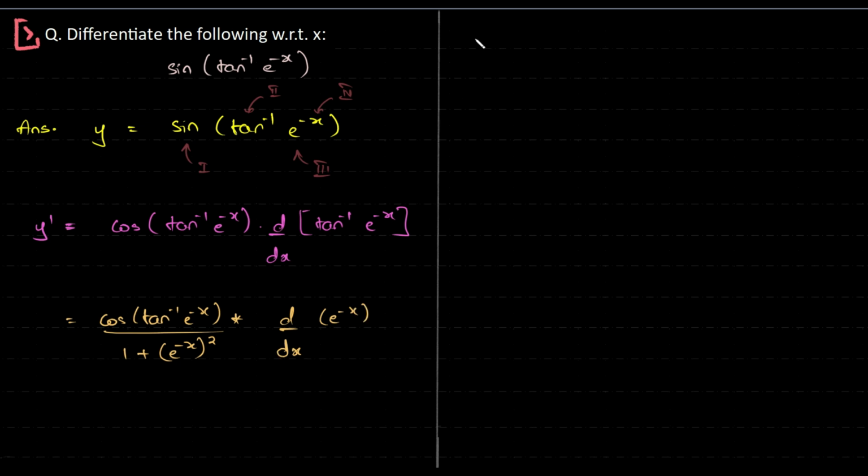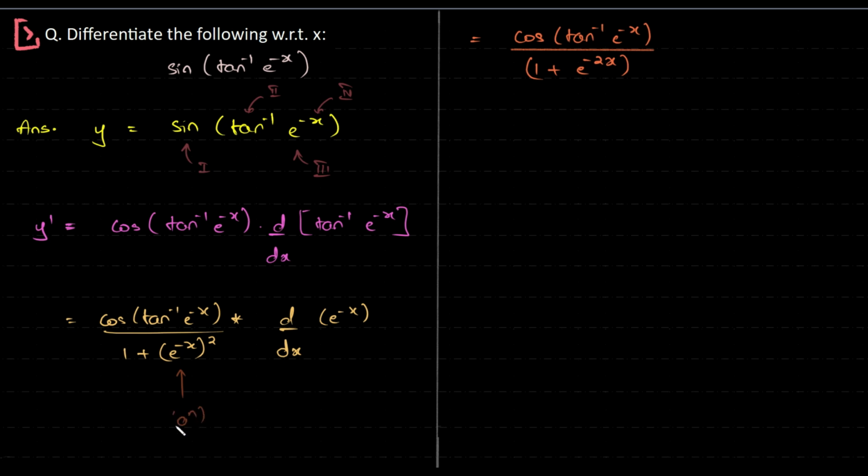So let's move forward. So we have cos of tan inverse of e to the power of minus x. Then we have this getting divided by 1 plus e to the power of minus 2x. Okay, I've used the exponential formula over here. So it's a bit of extra information.